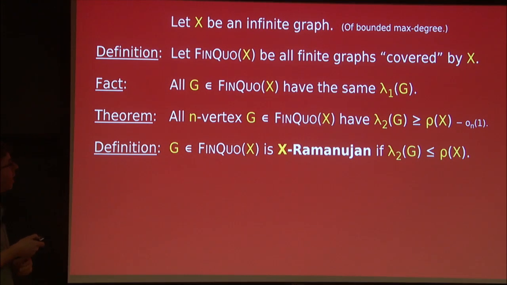Good, so let me store that up here. And this will be a main definition for us: in general, if you have an infinite graph X, we'll say a finite graph G covered by it is X-Ramanujan if its second eigenvalue is at most the spectral radius of X, which is basically the smallest you could hope for.